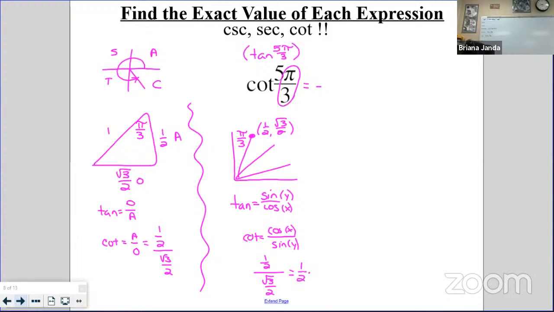It would be 1/2 times the reciprocal. My 2's would cancel. I would rationalize and get square root of 3 over 3.